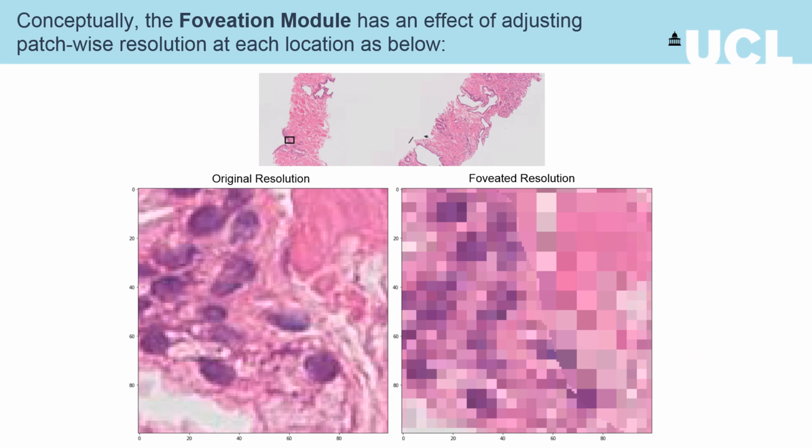Conceptually, the Foveation module has the effect of adjusting patch-wise resolution at each location as below. Compared to the original resolution on the left, the Foveation module learns to predict to use low resolution, big pixel size on the rather homogeneous area at the top right. Whilst it also learns to use high resolution, small pixels at the edge area.